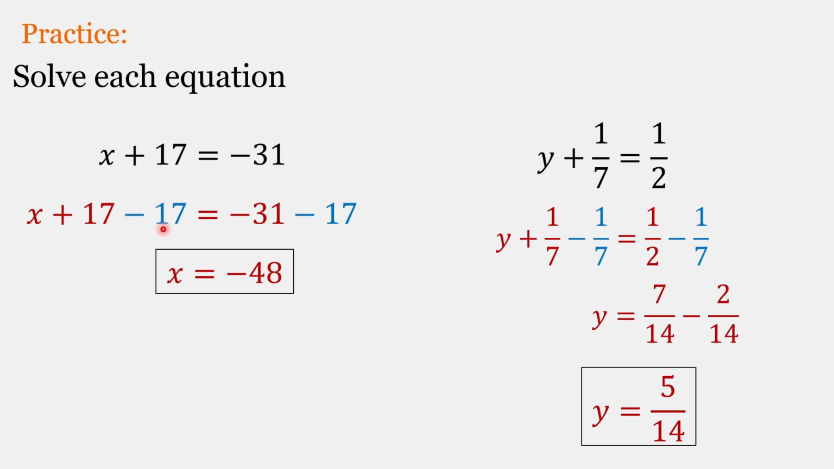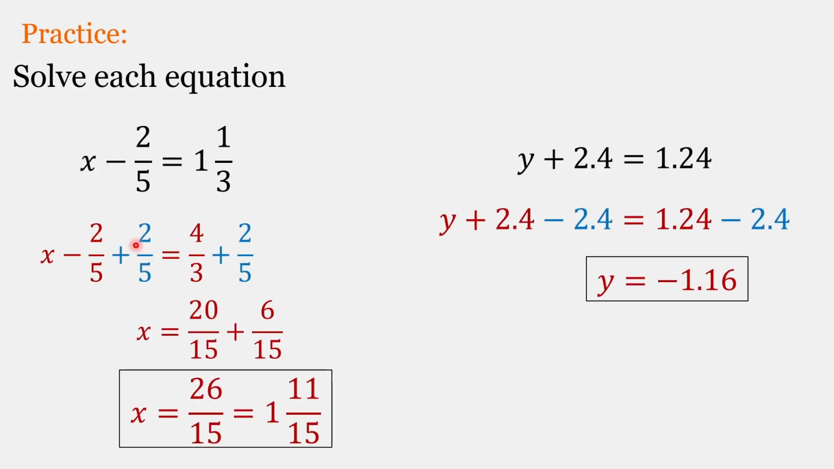So for the first one, we subtract 17 from both sides. That gives us x equal to -48. On the second problem, we're going to subtract 1/7 from each side. Again, when we do fractions, make sure you have the common denominator. In this case, it will be 14, leaving us with y equal to 5/14.